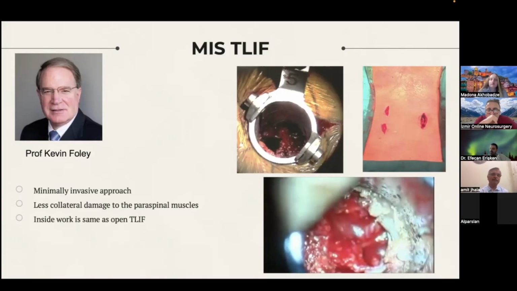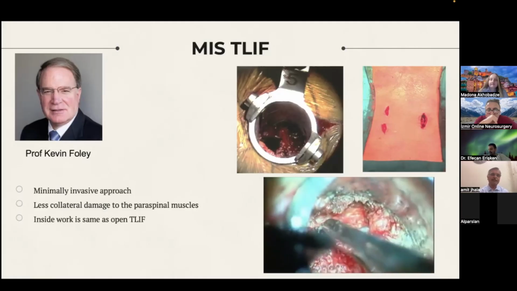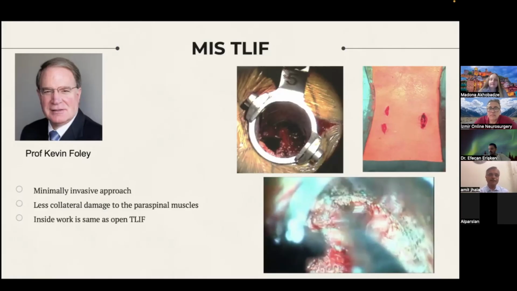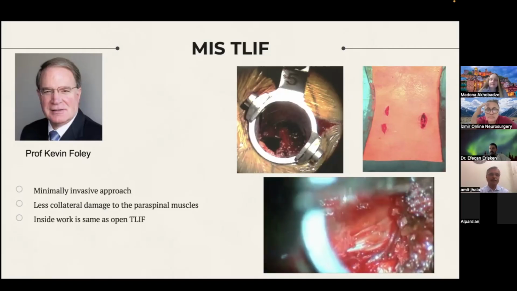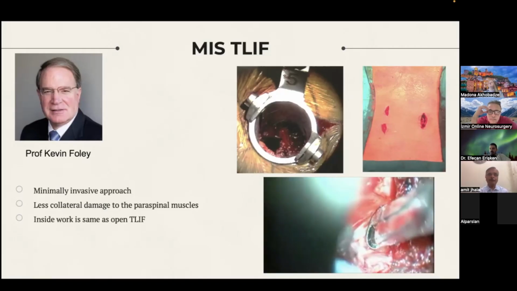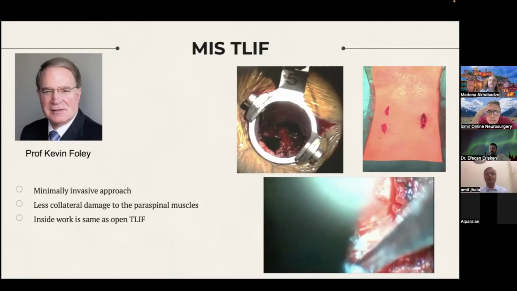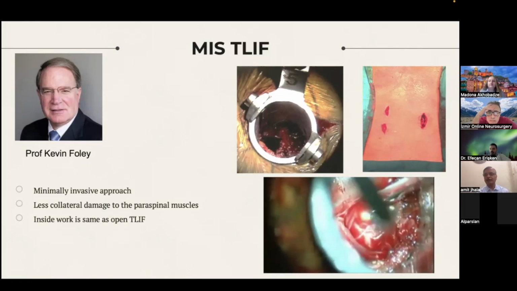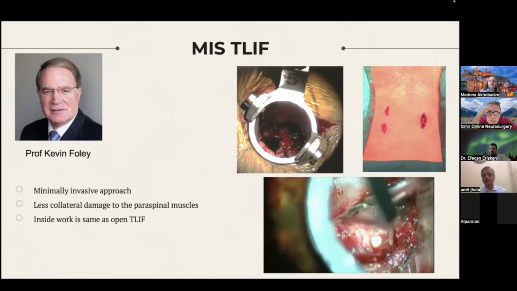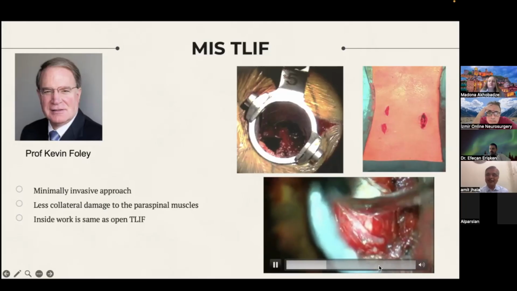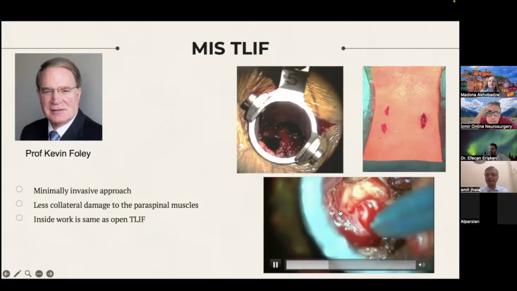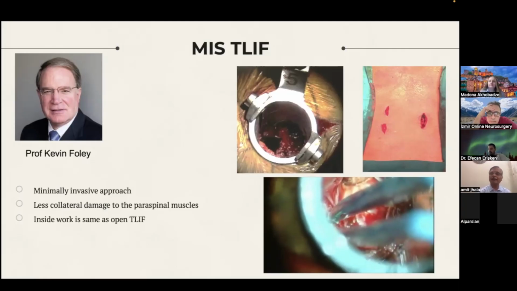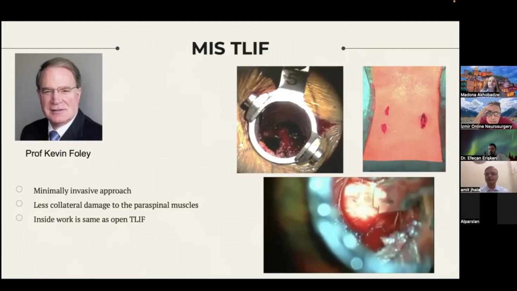You can see the patient had less muscle damage. The patients were discharged the next day. They returned to work faster compared to the open TLIF. And therefore, as of today also, MIS TLIF is one of the gold standard techniques for lumbar interbody fusions. But doing that, you definitely require magnification and light, which was provided by a microscope through the tubular retractor.